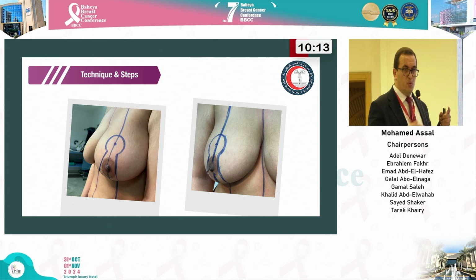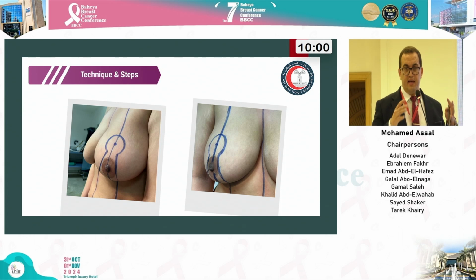After that, we are drawing the 2 pillars either by freehand drawing or template. The length of each pillar is about 8 to 11 centimeters, and the angle between both pillars is variable according to the laxity of the skin, according to the site of the tumor, size of the tumor.